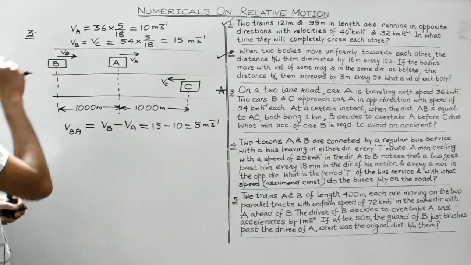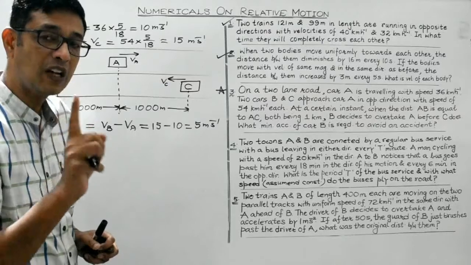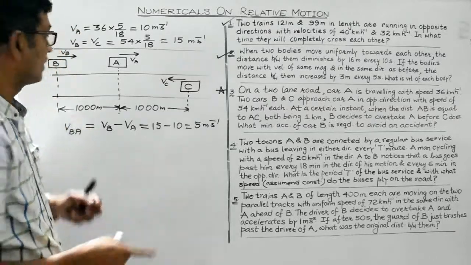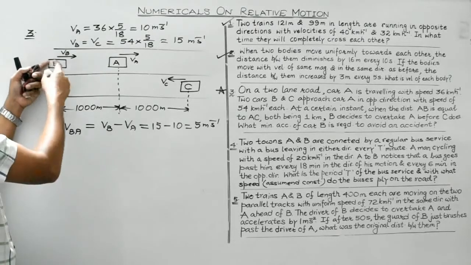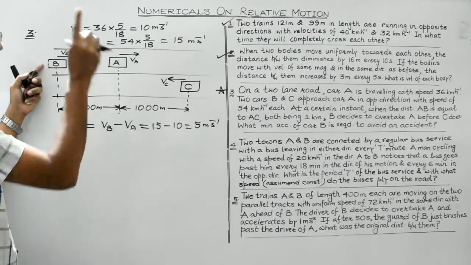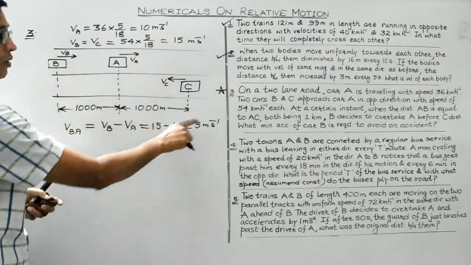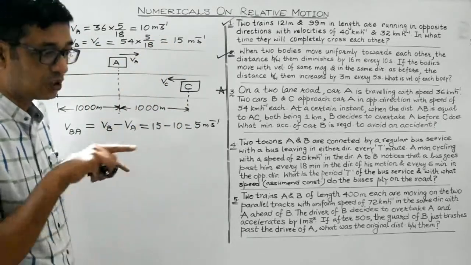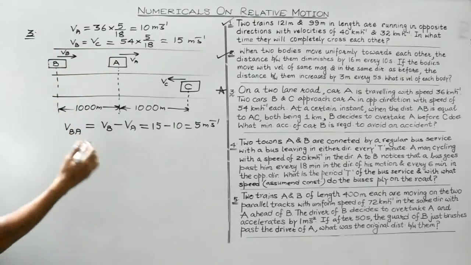So what is the effective speed of car B with respect to car A? It is 5 meter per second. Its speed with respect to a person on the ground at rest is 15 meter per second. But the effective speed of car B with respect to car A, which is also in motion, is only 5 meter per second. Both are moving, right? It is closing down the gap, obviously.